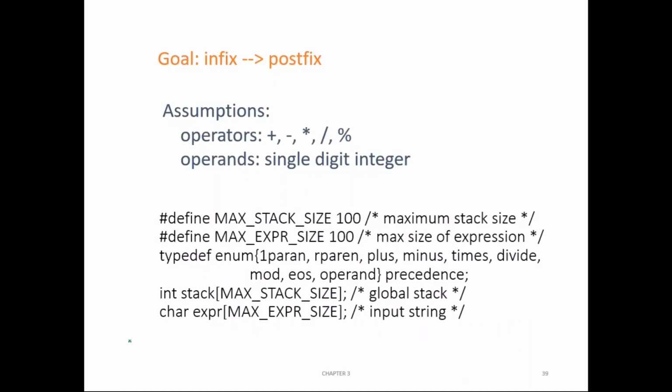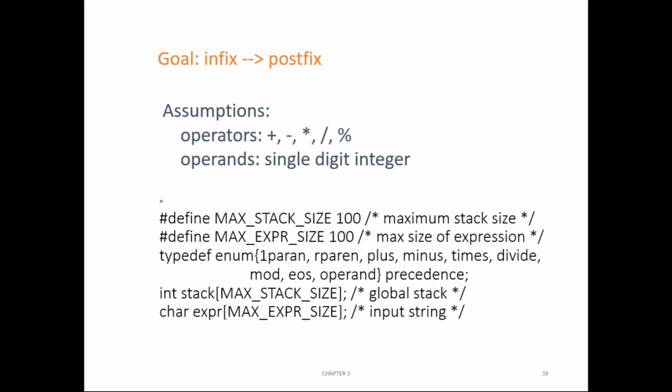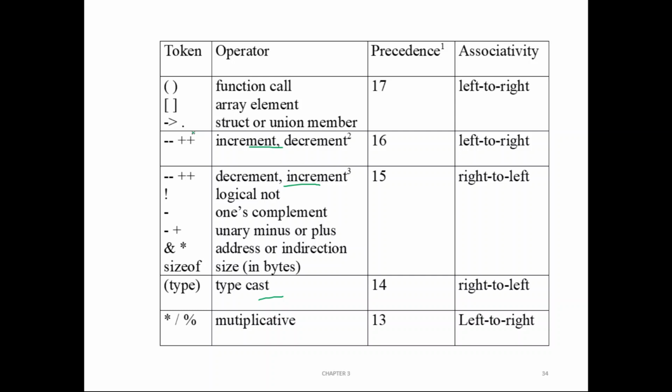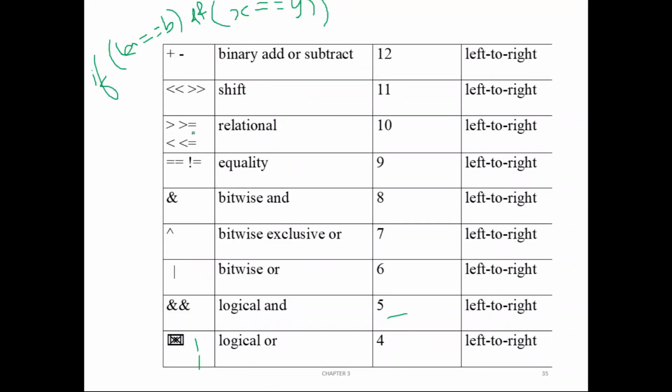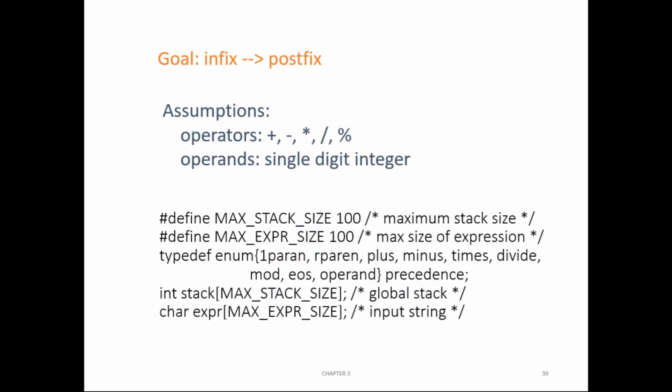So here is a simple logic which is given. In this program there are some assumptions. If you see this table for associativity and precedence, there are many operators. This program is not meant to deal with all these operators, because if you want to deal with all the operators, then the program will become very complex. So this is a simplified version of the program, which deals only with these 5 operators: plus, minus, star, slash and modulo operator. This is our assumption.